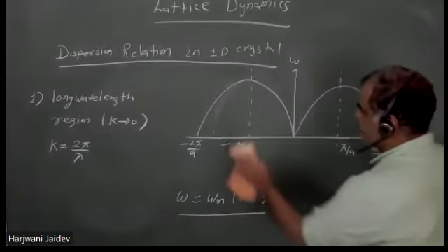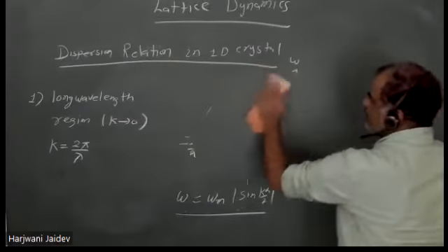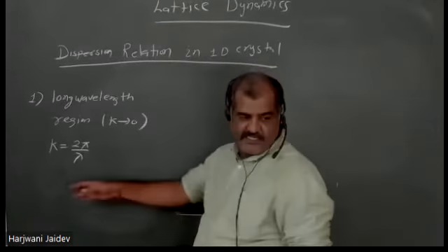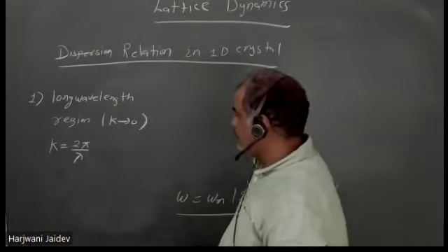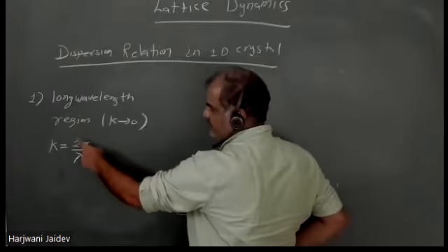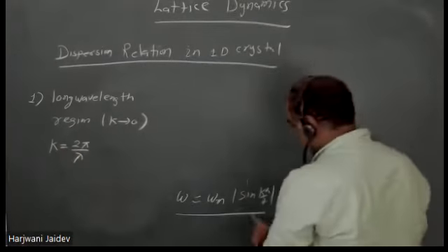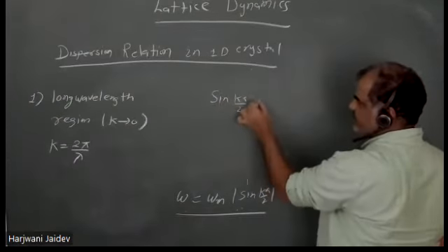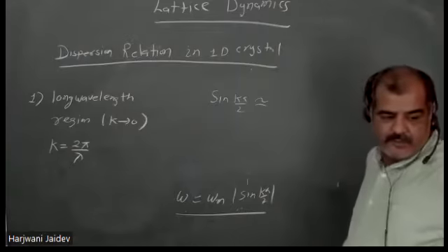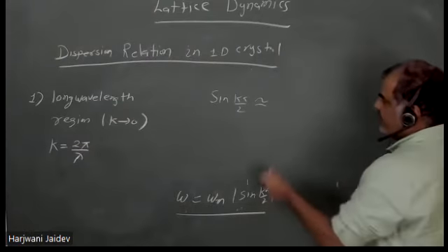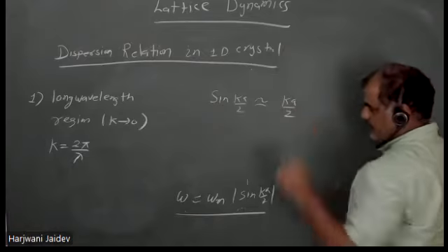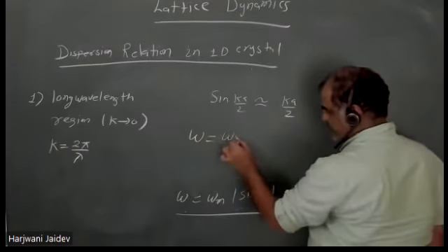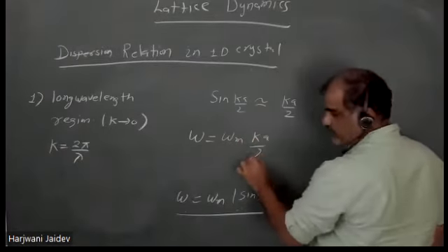Okay, so now for the long wavelength region, I was just explaining that k is equal to 2 pi by lambda. So if the region is long wavelength, that means your k will be small. If k is small, then sin(ka/2) को हम क्या लिख सकते हैं? We can write only ka by 2. So my omega will be omega m times ka by 2.